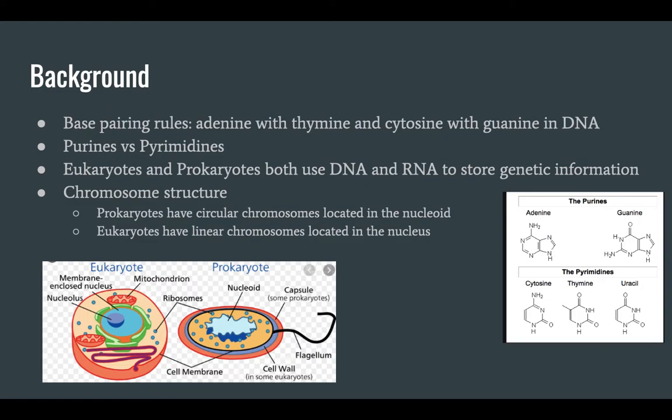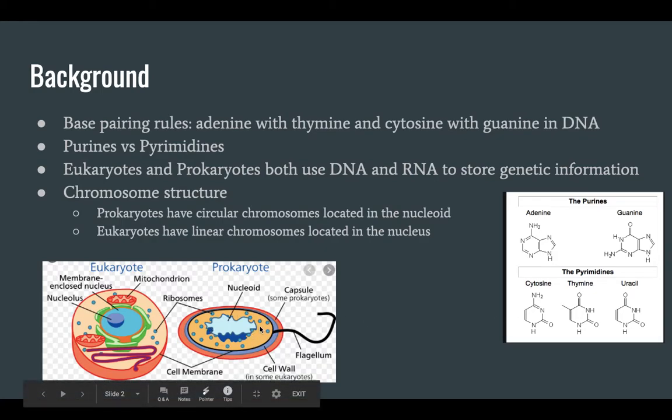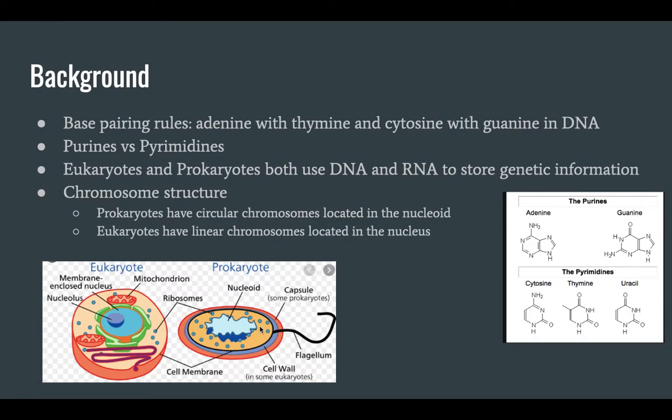Regarding eukaryotes and prokaryotes, it's important to remember that they both use DNA and RNA to store genetic information, not just DNA. And looking at the chromosomal structure, prokaryotes have circular chromosomes located in the nucleoid. The nucleoid is this dense region where most of the bacteria's genetic material is located. And remember that prokaryotes do not have membrane-bound organelles, so this is not membrane-bound.